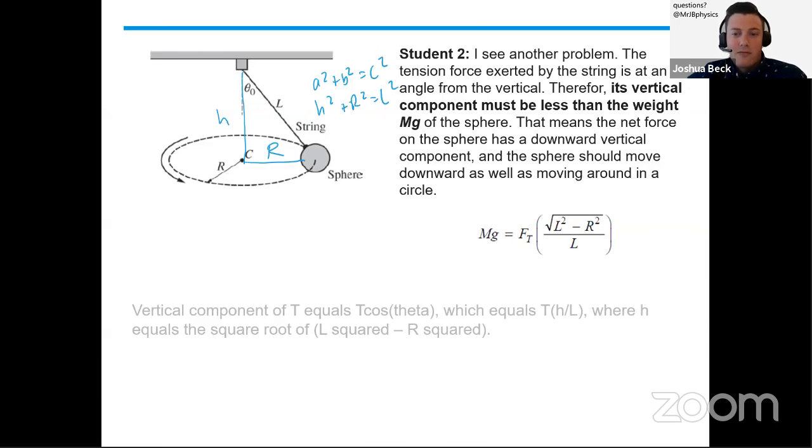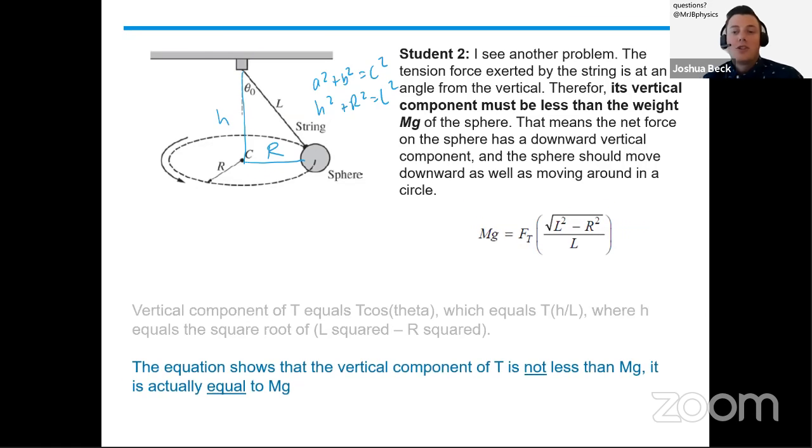But H is a side of our right triangle. So if I use a squared plus b squared equals c squared, I can see that H is actually going to be the square root of L squared minus R squared. You can see that work up above. So basically, this equation actually shows me that the vertical component of T, that's the entire part on the right, shows me that that vertical component is not less than mg. Student 2 said that the vertical component would be less. This equation shows me that it's not less than mg, it's equal to mg.